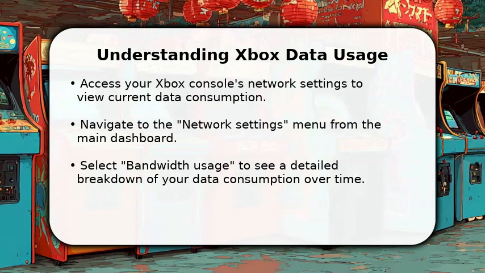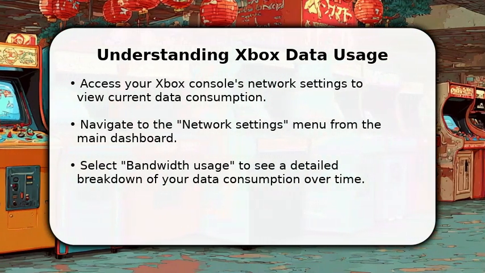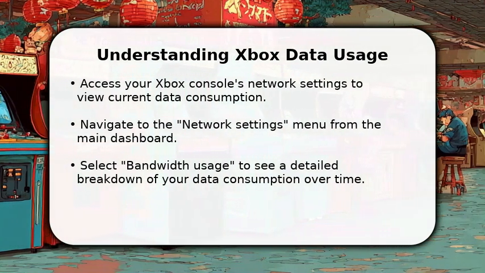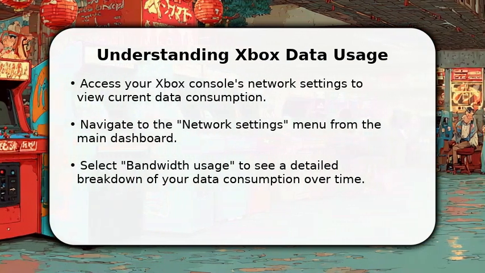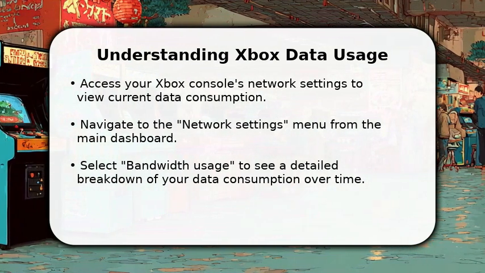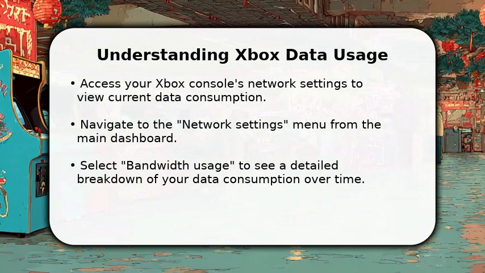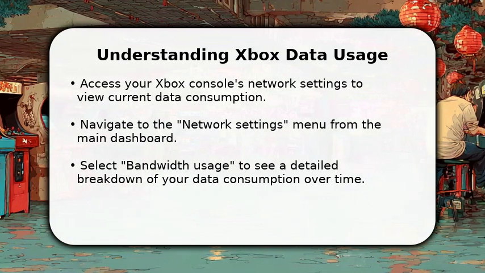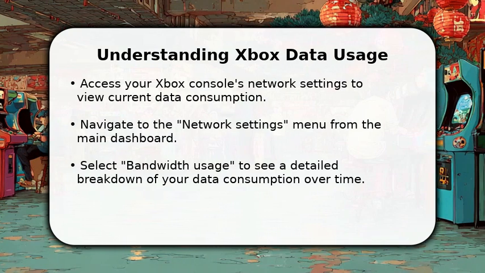In this video, I will explain how to use data on Xbox. First, let's dive into understanding your console's data usage. You can easily access this information by going to your Xbox dashboard, then navigating to Settings, and finally selecting Network Settings. From there, choose Bandwidth Usage to see a comprehensive overview of how much data your Xbox has consumed. This initial step is crucial for gaining control over your internet usage and identifying any unexpected spikes.